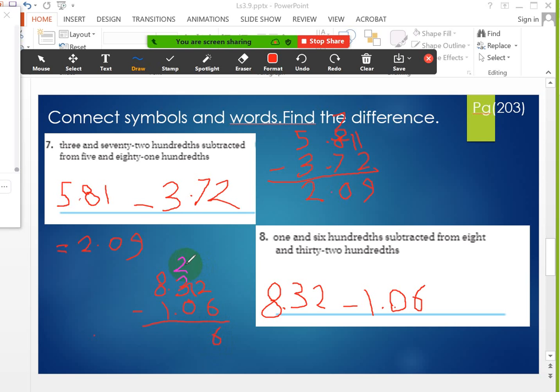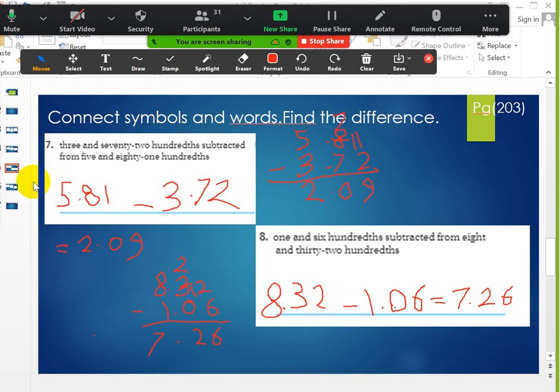Okay. Yeah. 6. 2 minus 0 equals 2. 8 minus 1 equals 7. Very good. Thank you so much, Rinad. So the answer will be 7.26 hundredths. If you finish, please type 1 in the chat.